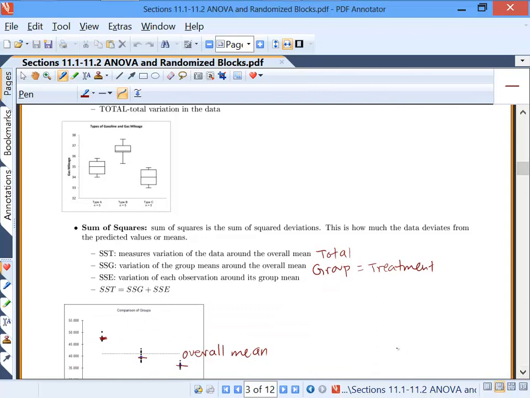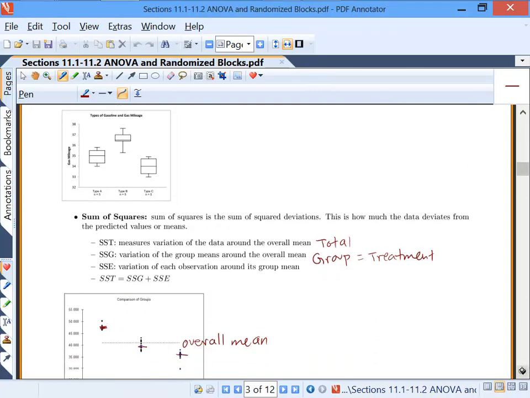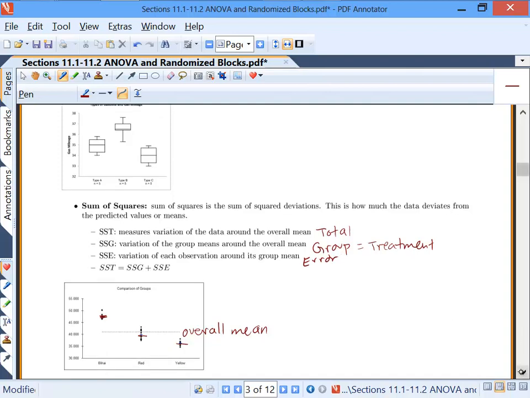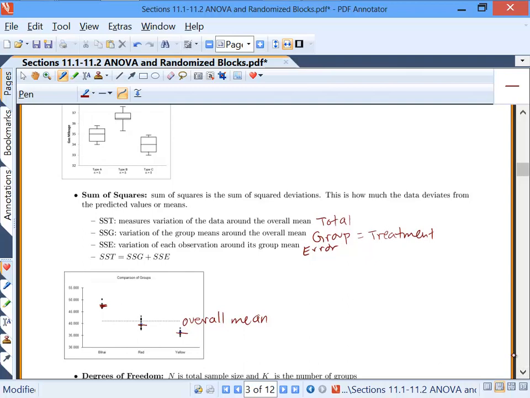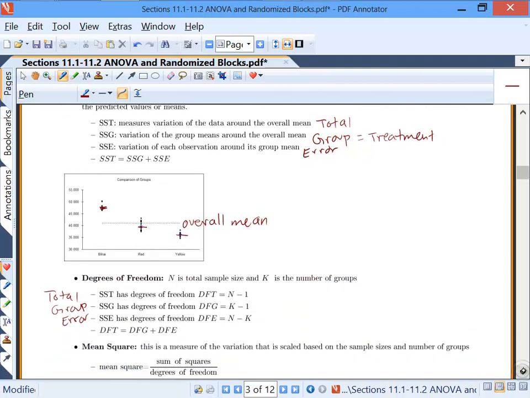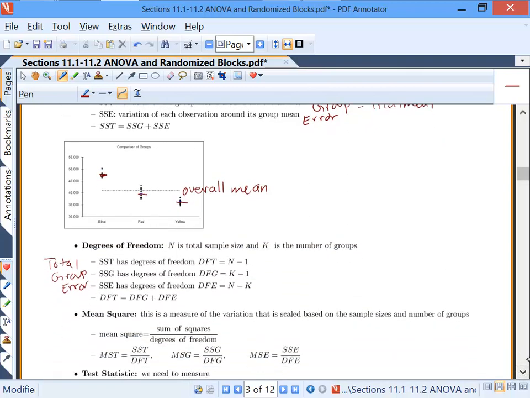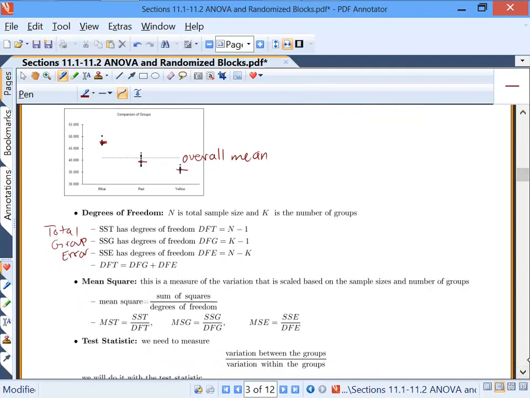The way that we look at it and compare it is the sum of squares. And there are three different sources for sum of squares. You have your total, your group, also called treatment, and then you have your error. Let me write that one on there. And then we had degrees of freedom for each of total, group, and error. And finally, the mean square.